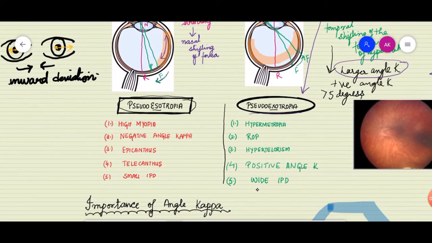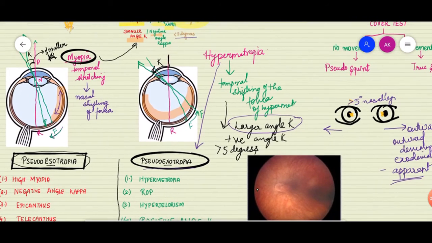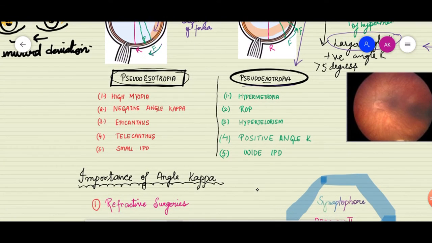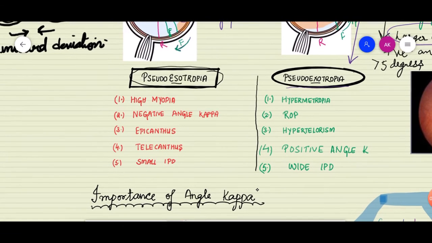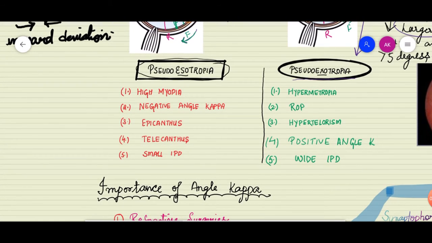Next, I want you to know about various conditions in which we can have pseudoesotropia or pseudoexotropia. Pseudoesotropia is a condition where esotropia is not present, but still it looks as if the eyes are shifted inwards. It is only a deception. That is why it is called pseudoesotropia. So pseudoesotropia is seen in case of high myopia. Why is it seen in high myopia? Because of the negative or smaller angle kappa.